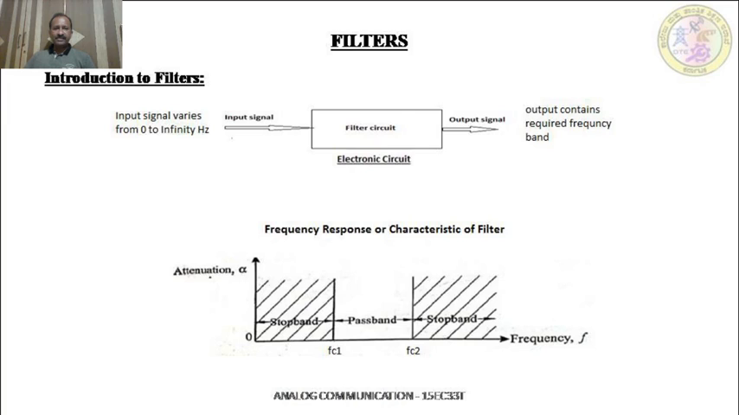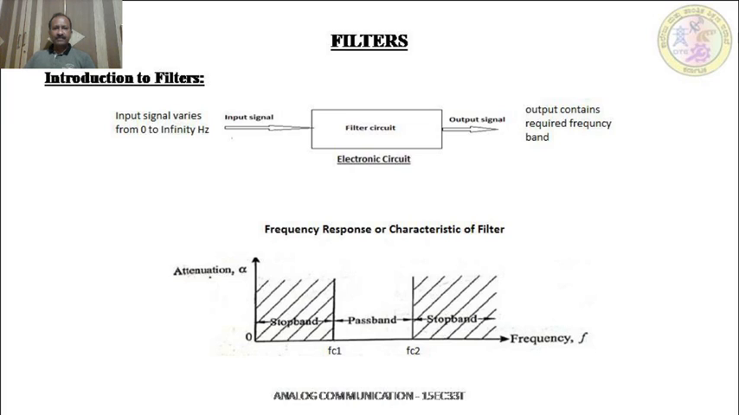You see the frequency from 0 to fc1. fc1 is called a cutoff frequency. The frequency from 0 to fc1 is stopped by our filter. That range of frequencies you are going to call a stop band. Frequency from 0 to fc1, all the frequency components are attenuated or stopped by our filter. That range of frequencies you are going to call a stop band.